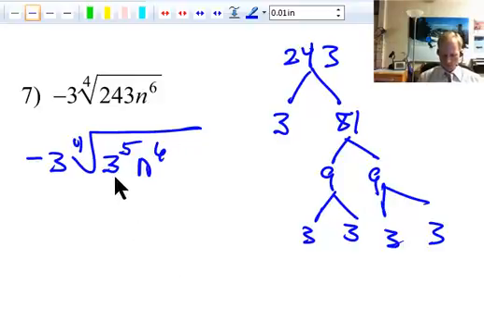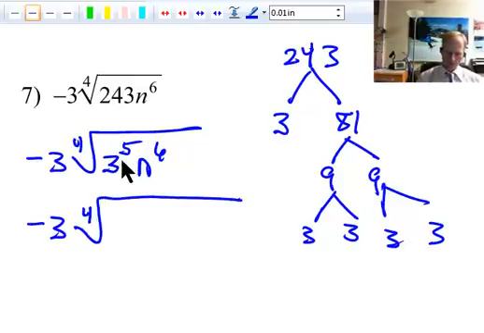Alright, now I look at the index. The index is 4, so that means I'm going to need to rewrite the radicand in terms of things of the 4th power. And next word tonight is sky.